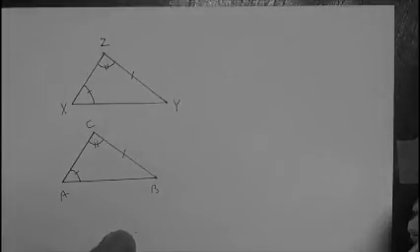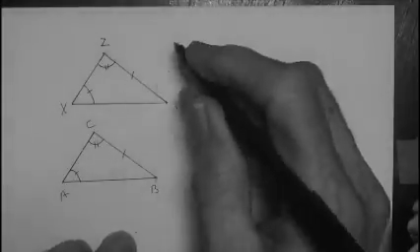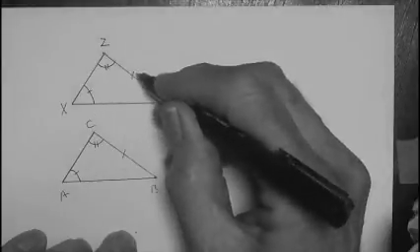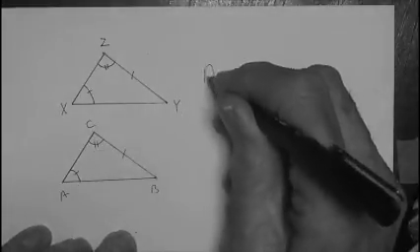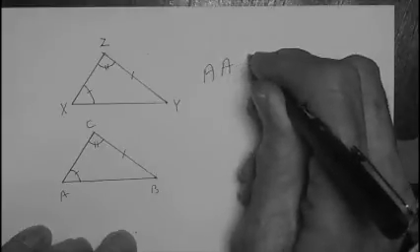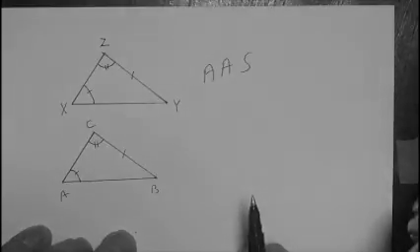And the question is, would the triangles be congruent, or must they be, if I have a situation here which is angle, angle, and side equal to angle, angle, and side? Angle, angle, and side is what we have here.